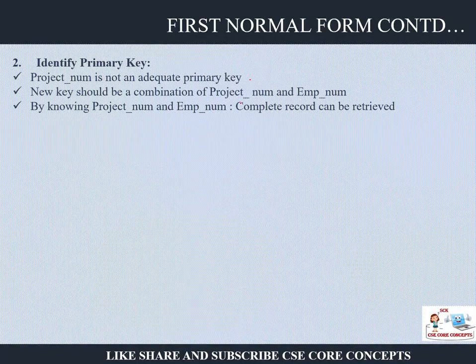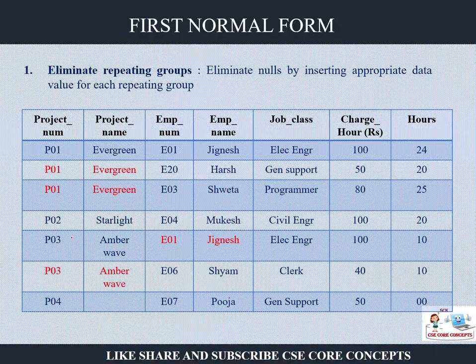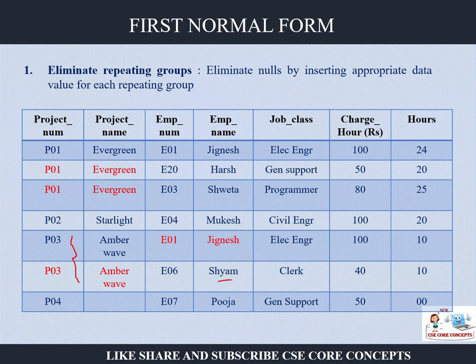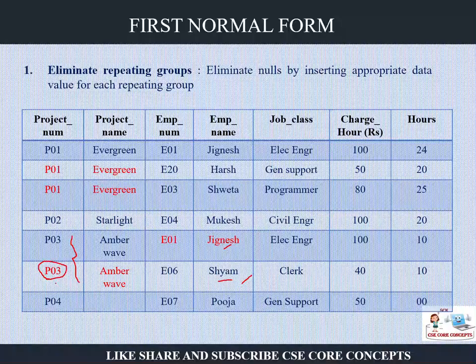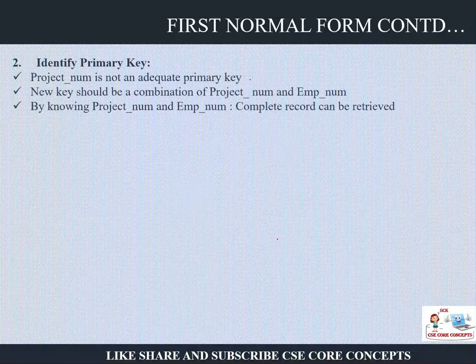Understood? So if I am searching based only on the project number, P03, which record should I get? There are two records having P03. Let's say, for example, I want the details of the employee named Shyam. Now, if I make the project number the primary key and search based on P03, then two records will be extracted, Jignesh as well as Shyam. So this is an insufficient entry; only project number cannot be your primary key. If you give the entry P03 with employee E06, then only you can fetch the record of the employee Shyam. I hope you understood this.